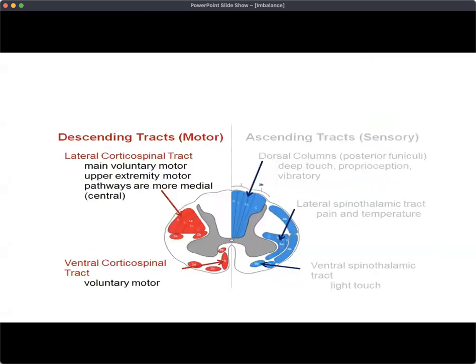Here is a little extra reading if you are interested. This picture is a cross-section of the spinal cord showing the major ascending and descending pathways. This will be useful for localizing the posterior column and a lesion that can affect balance.